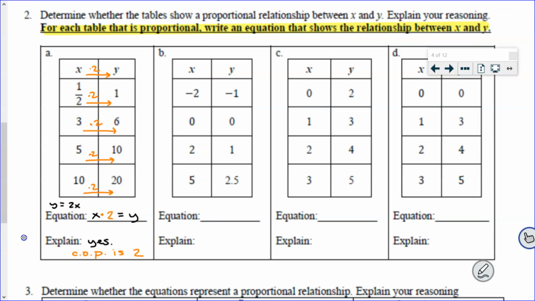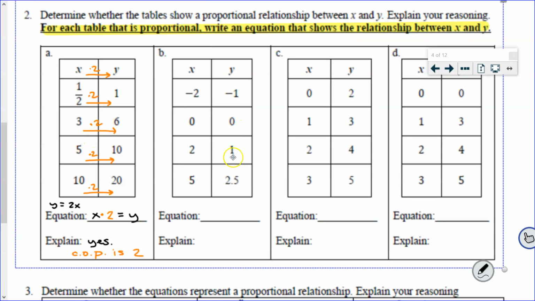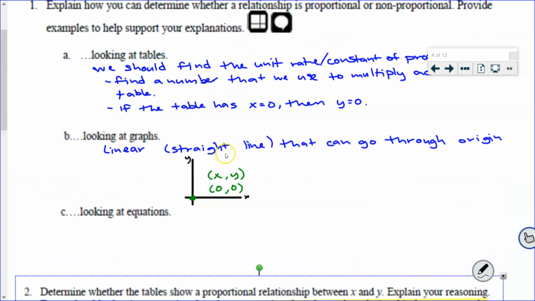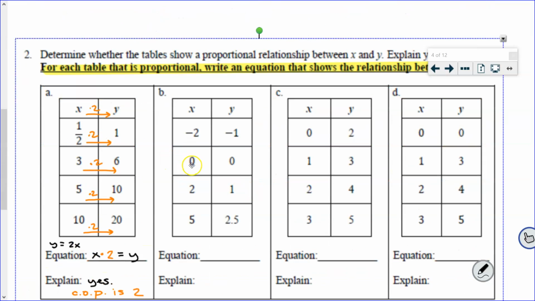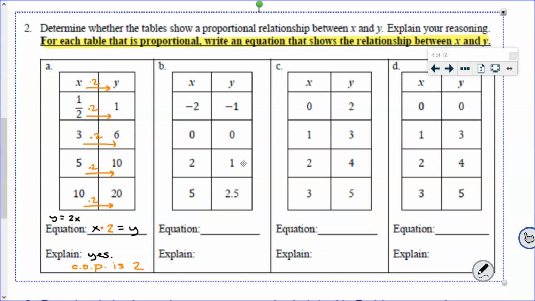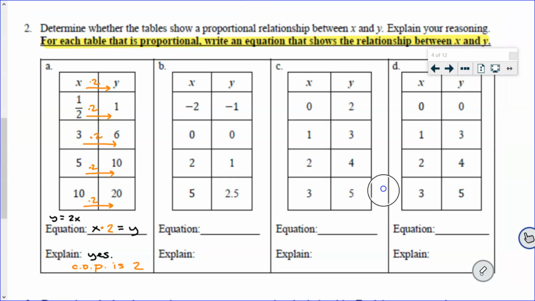Pause the video now. All right, let's take a look at part B. Do you remember when I said up here that if the table has an x of 0, then it should also have a y of 0? Let's take a look. Do you see an x of 0? Does it have a y of 0? Yep, so that's a good place to start. It doesn't tell us 100% sure that it's proportional, but it's a good place to start. So let's try and go forward.